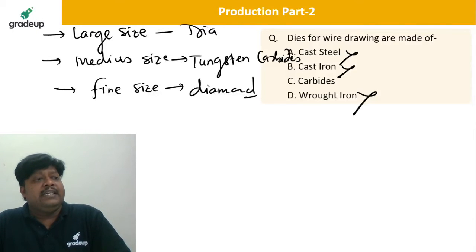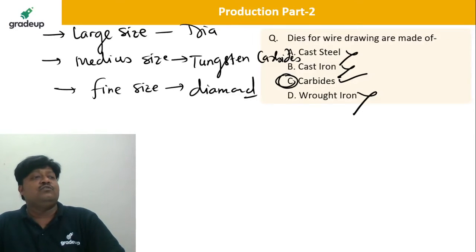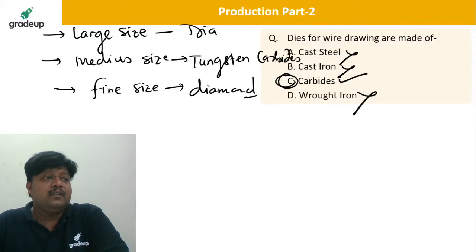Chahat is absolutely correct. Yes, dear students, answer the question. So C, carbide dies, tungsten carbide or carbide dies, are generally used as die material in the wire drawing process. The dies are made up of these materials. Please remember this. I hope it is clear.